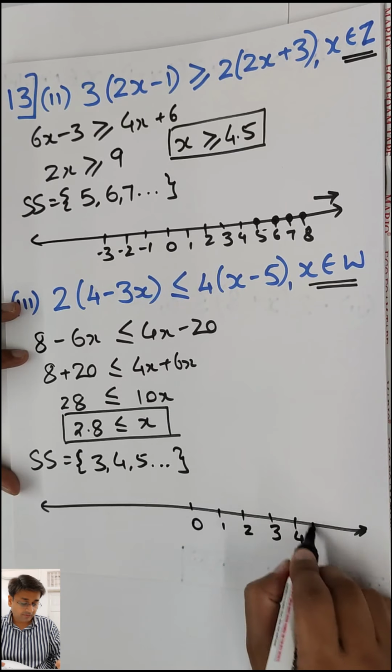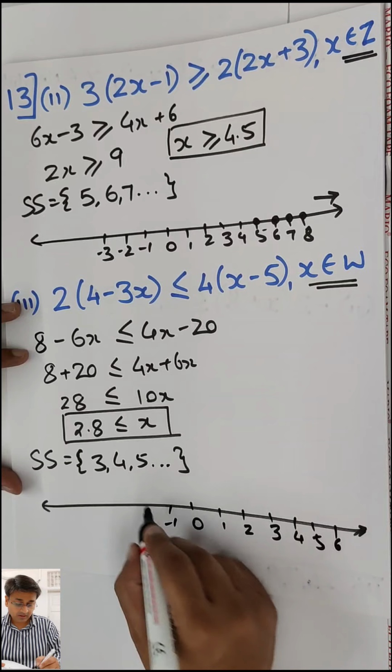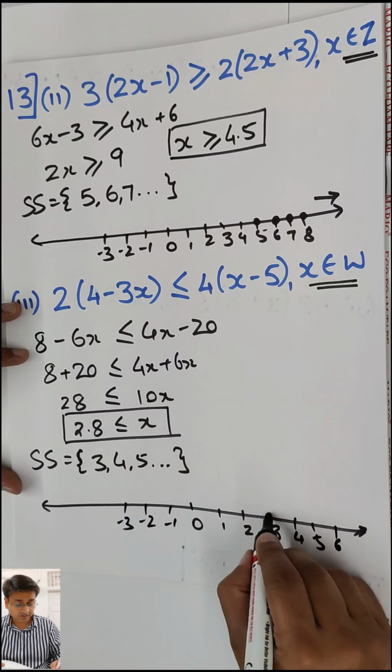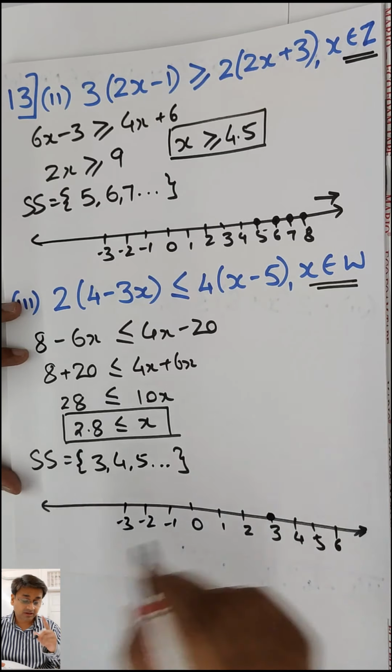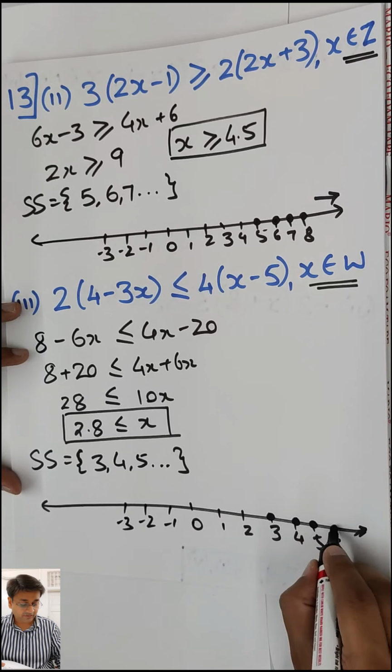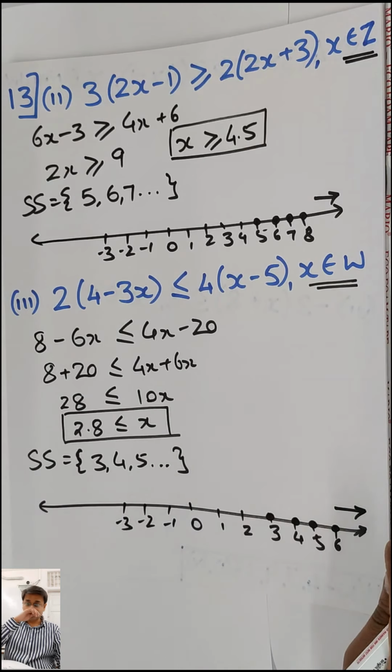So 0, 1, 2, 3, 4, 5, 6, and some numbers on the other side. So 3, only dots, 4, 5, 6 till infinity. Clear? Come on, next one, 13 part 4.